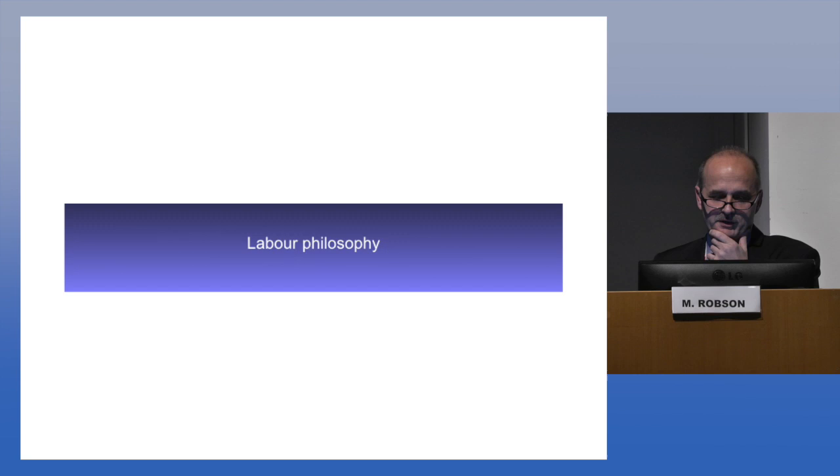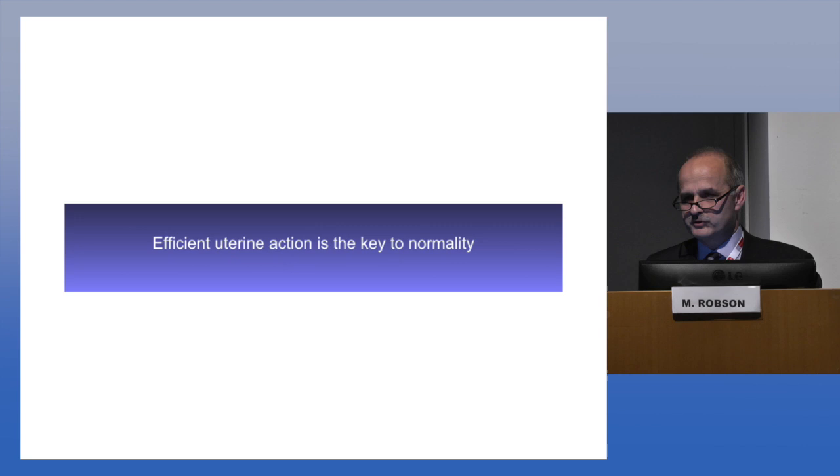Because inherently, all of us need a philosophy, or should have a philosophy, on labor. And that's very, very important, I think. Now, I've declared my philosophy on labor very, very often. And for want of repeating it again, I think efficient uterine action is the key to normality, both in the first stage and the second stage.